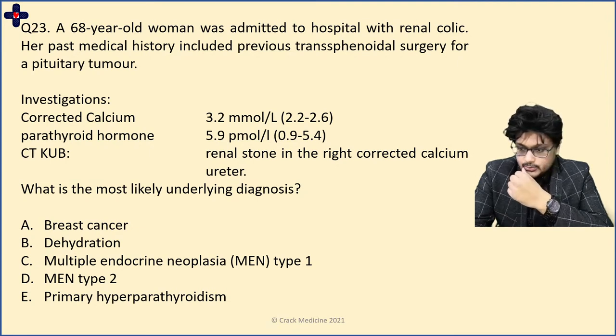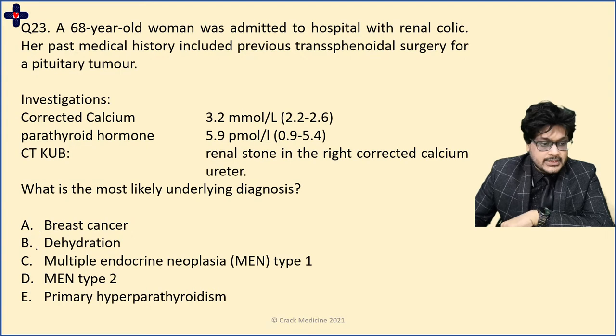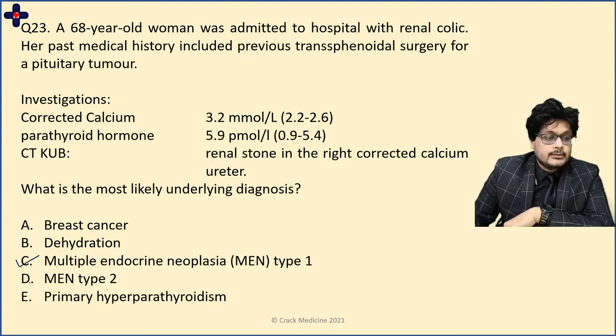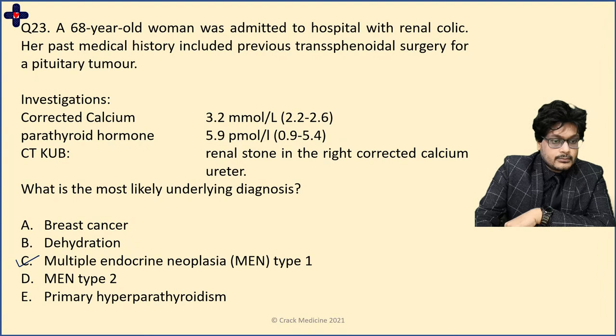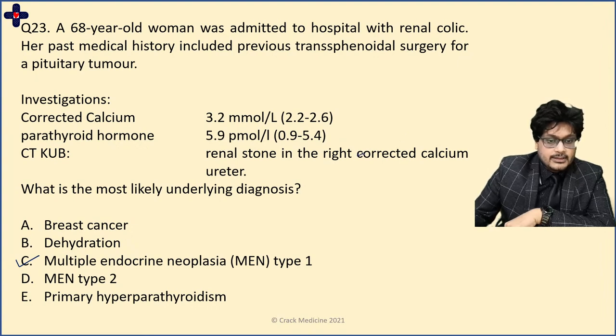Anyone else wants to answer? Okay, so all of you say C. We go with C, MEN type 1. Okay, renal stone in the right ureter, not the right corrected calcium ureter.